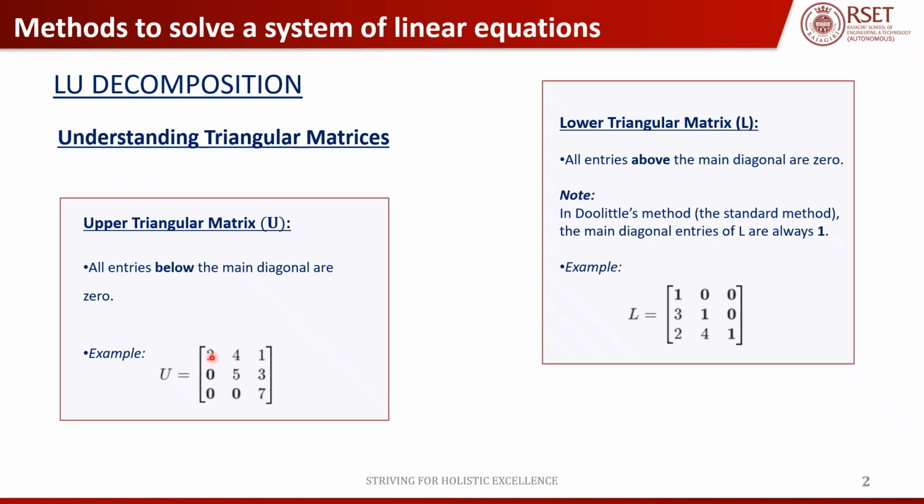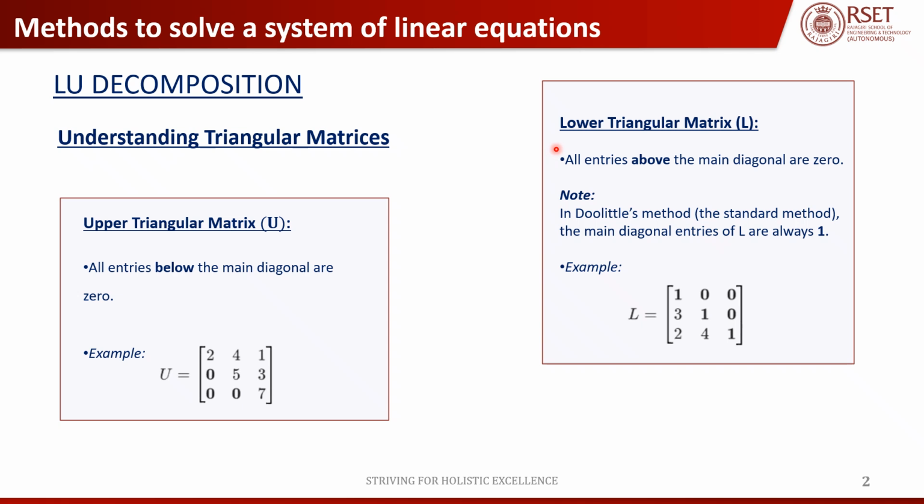So there is a diagonal. Here the diagonal elements are 2, 5, 7, and above that you can see there are numbers which can be 0 or which cannot be 0, whatever. But below that we have only 0. That is, there is a triangular form in the upper part of the matrix. So this type of matrix is called an upper triangular matrix. We denote it by U.